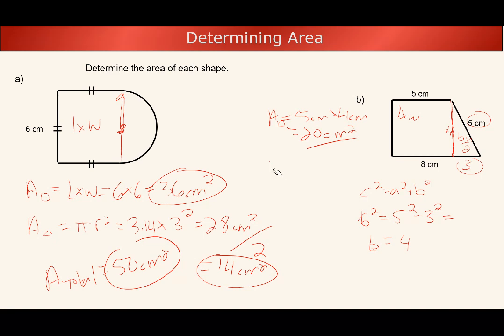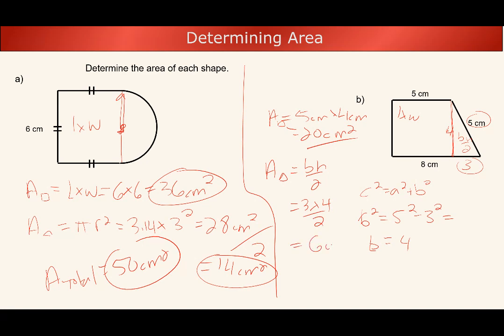The area of my triangle is equal to base times height over 2. And in this case, base and height are 3 and 4. So that's 3 times 4 over 2. That's 12 divided by 2 is 6 square centimeters. Add the 6, add the 20, and you'll get a total area of 26 centimeters squared.